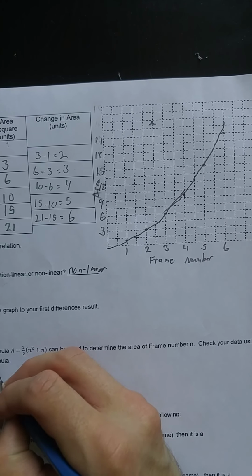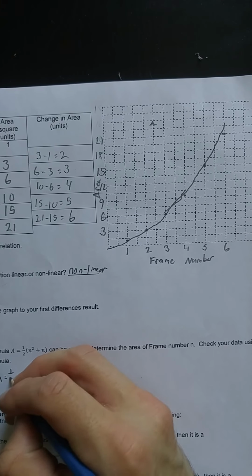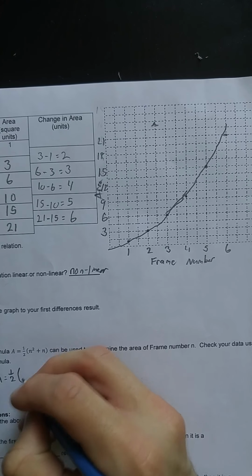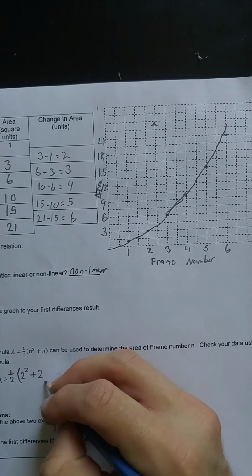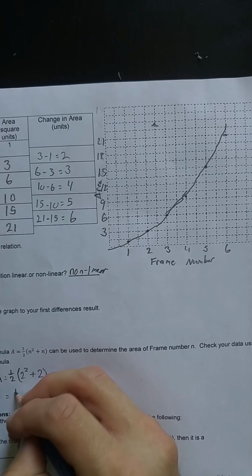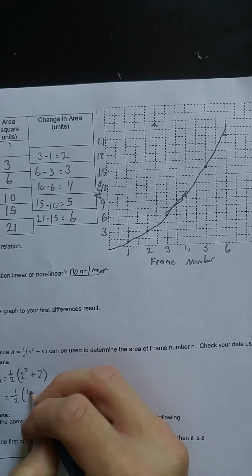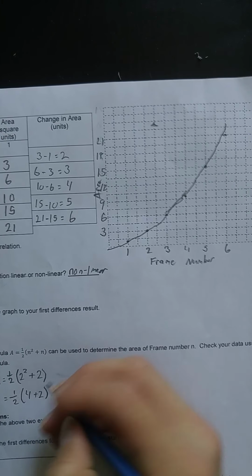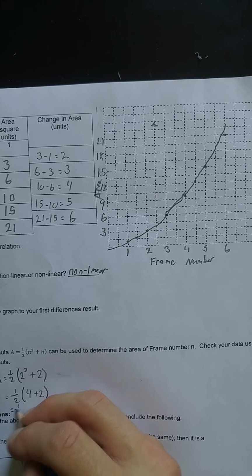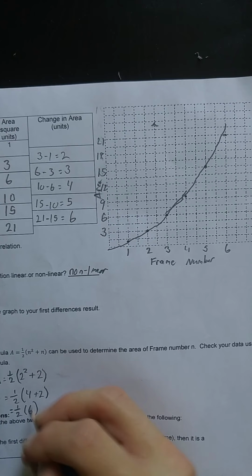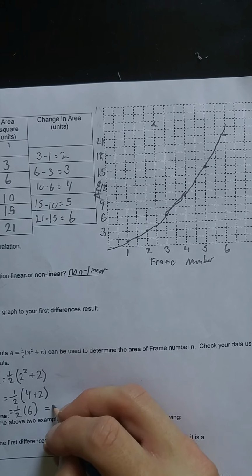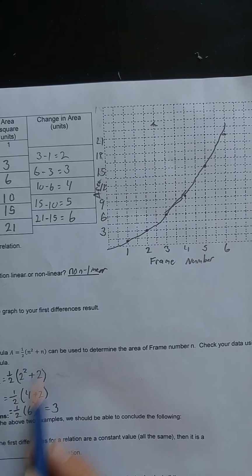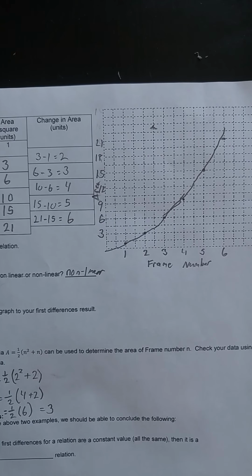So area equals 1/2 times 2 squared plus 2. So we gotta do our brackets first. So 2 squared is 4 plus 2 is gonna be 6. So we have to do 1/2 times 6, which is just gonna be half of 6, which is 3. So we used 2 and we got 3. Okay, you know what? It's right. I don't need to check again. I know that this is right.